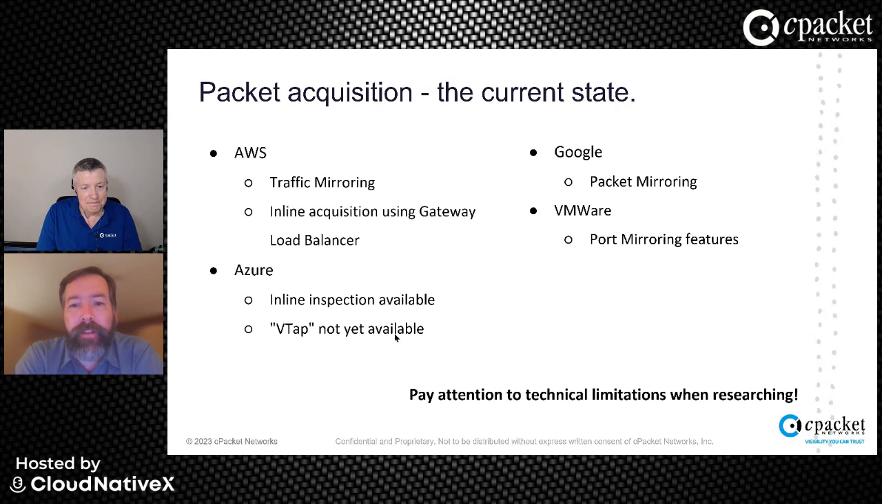So on the Google side, they have a packet mirroring function. It's similar in some respects, in general function, to the traffic mirroring found on AWS and VMware, similar in terms of their port mirroring capabilities. On Azure, as we alluded to, only inline inspection is available, and these are the routing techniques. And then a couple of years ago, there was something called VTAP. So the tapping / traffic mirroring capabilities on Azure aren't available yet.